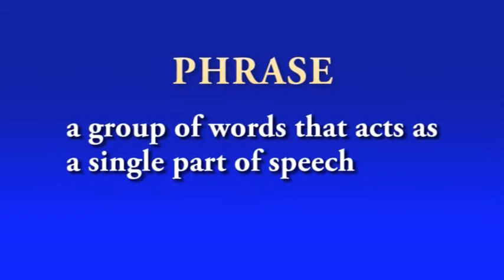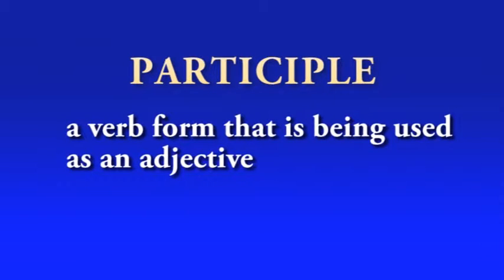A phrase is a group of words that acts as a single part of speech. The type of phrase that applies to the essential and non-essential concept is the participial phrase. A participle is basically a verb form that's being used as an adjective. And since it is derived from a verb, the participle can take modifiers. Again, don't worry about the fine points. Let's just see how the phrase acts within the sentence.